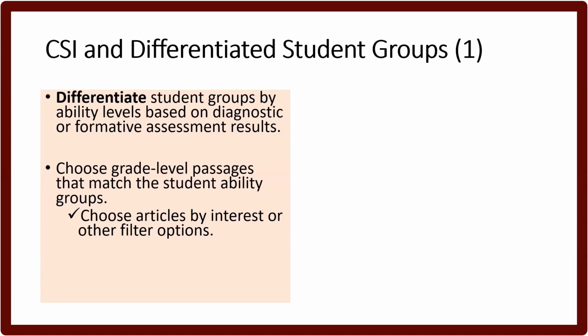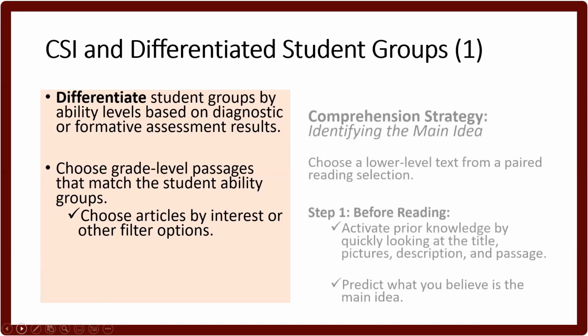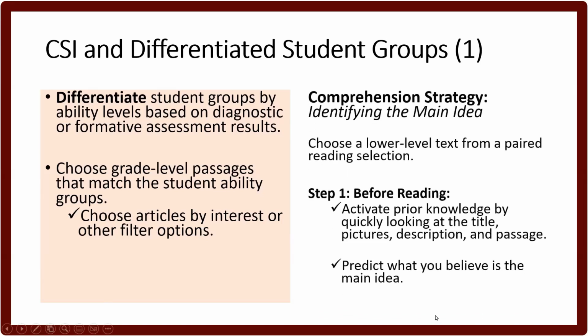Then I can make small group ability groups and choose a grade level passage that matches their ability. It's in the same interest, it's in the same topic as the other students. It's just a grade level that is going to be comfortable for them. I would identify the main idea, and then the same strategies as before.